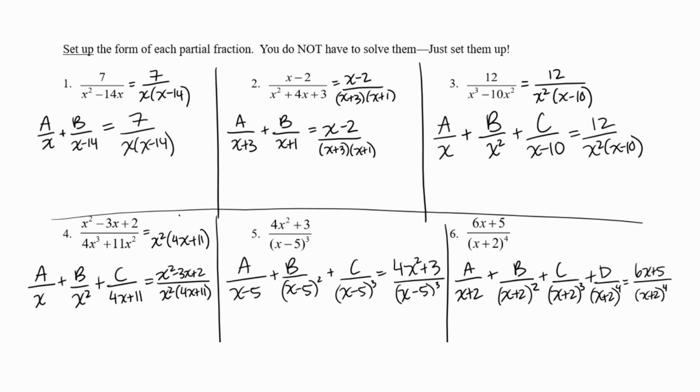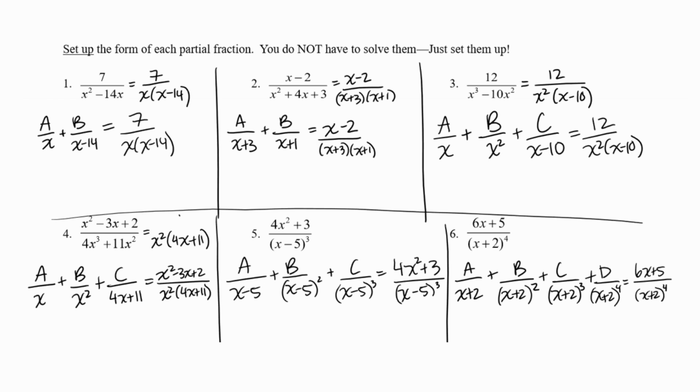Next, for number 4, x squared minus 3x plus 2 over 4x cubed plus 11x squared. So factor out the denominator, you get x, x squared, and 4x plus 11. Now what you can do is put the numerator over the denominator, and there we go.